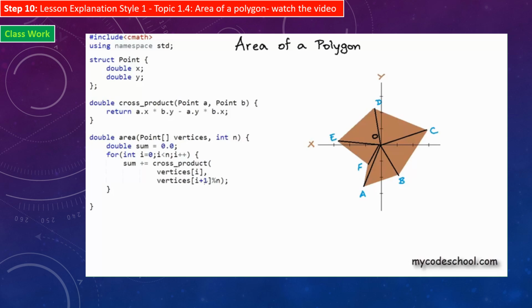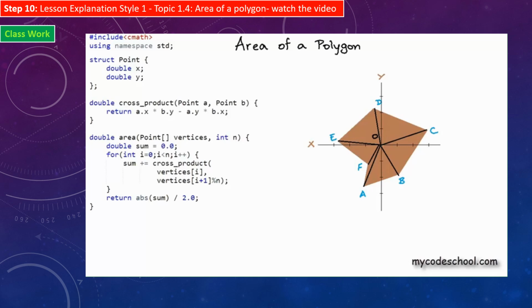So inside our loop, we'll add the cross product of the vertex at I with the vertex at I plus 1. We use the modulo n operator to take care of the special case for the last vertex, because we want the last vertex to pair with the 0th vertex. By taking modulo n, when I is n minus 1, I plus 1 will equal 0. Outside the loop, as before, we can simply take the absolute value of sum divided by 2 and return it. So we now have an algorithm that computes the area of a polygon with any number of sides, as long as it is almost convex and it contains the origin.